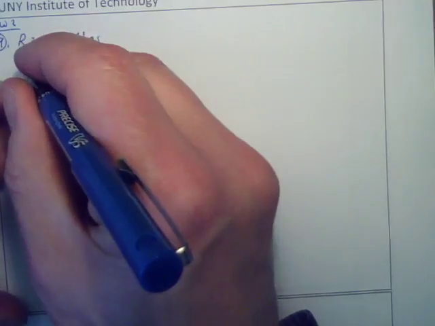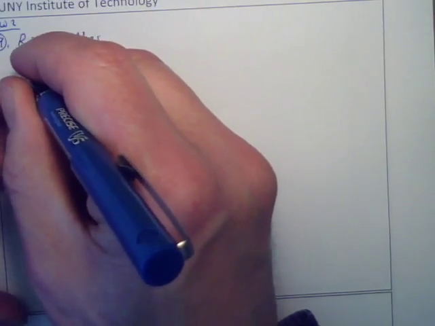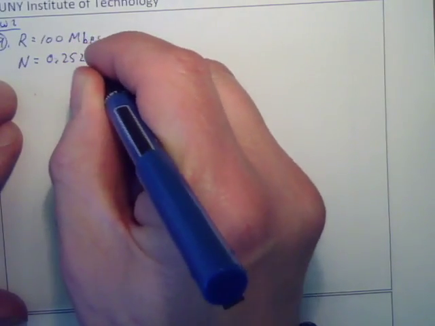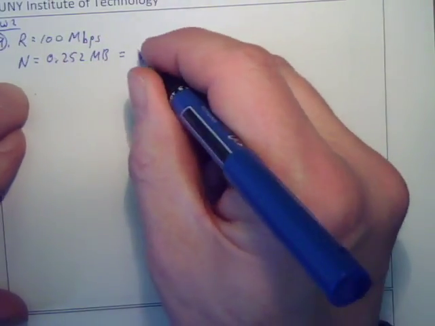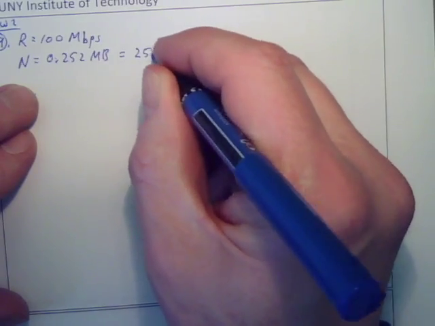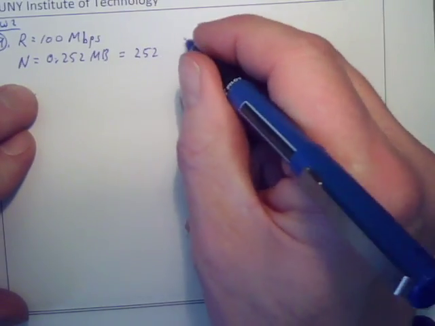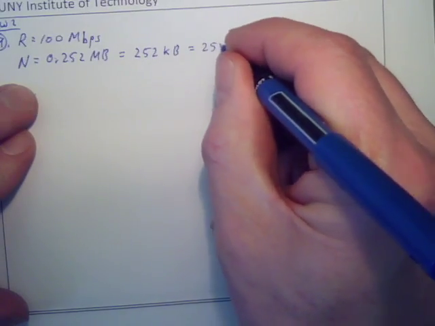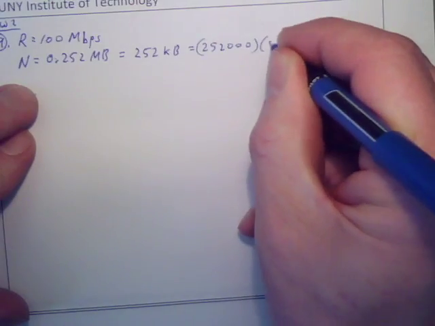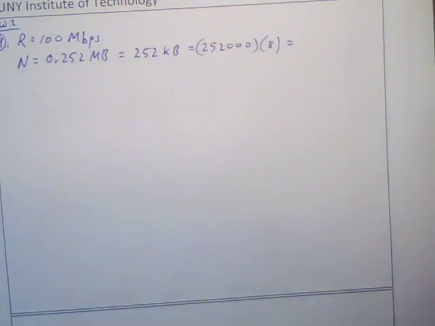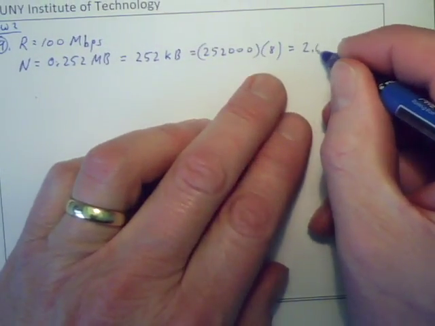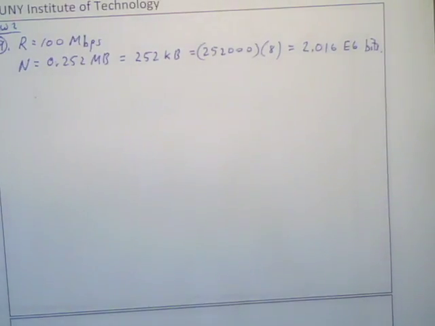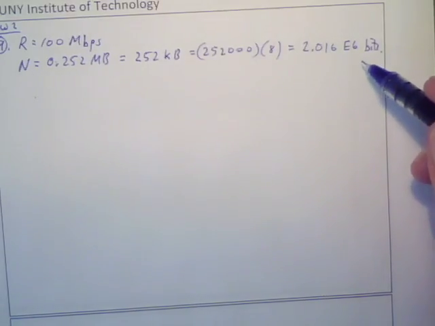And we're going to consider a file size n of 0.252 megabytes, which is 252 kilobytes, which is 252,000 times 8 bits per byte, and this is 2.016 times 10 to the 6th bits. Okay, so 2 million bits, more or less.